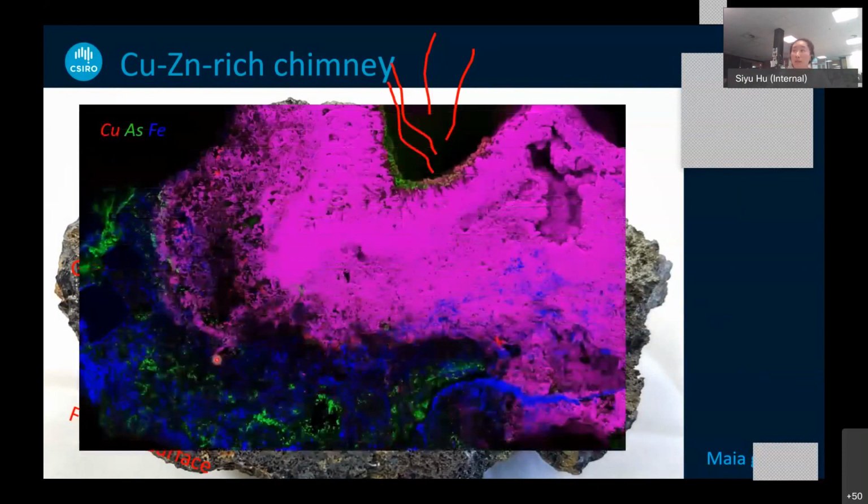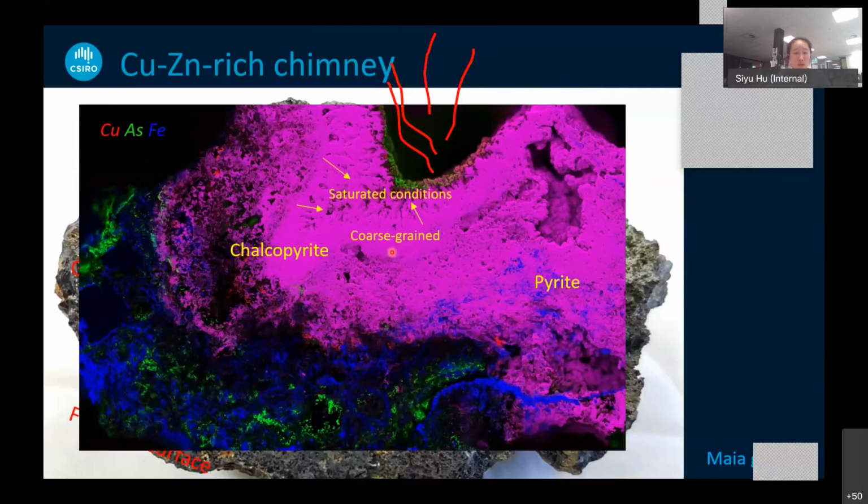If you look at the map, it's a copper-arsenic-iron map. The pink is the chalcopyrite and blue is pyrite. We can see the chalcopyrite is dominated by coarse grains, and the individual chalcopyrite grows towards the fluid conduits. This represents precipitation from relatively saturated conditions, where the hot venting fluid slowly mixed with a small amount of seawater.